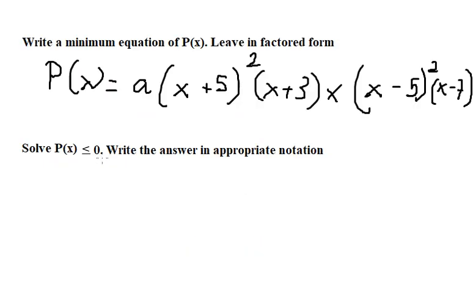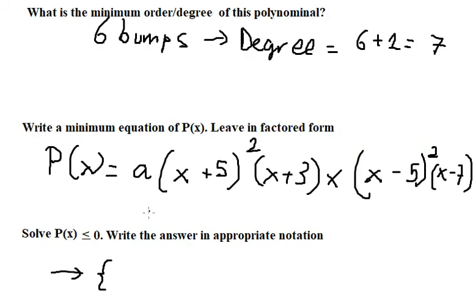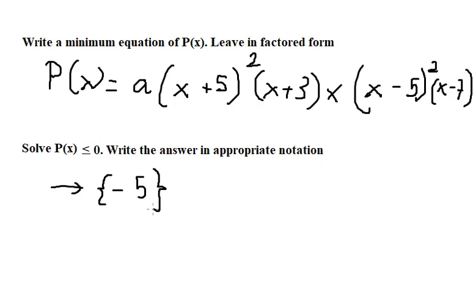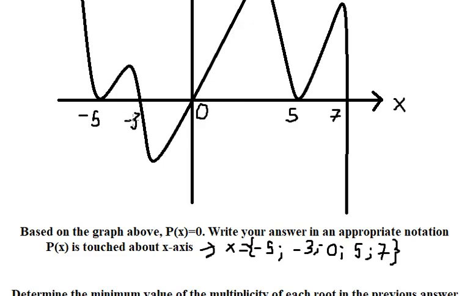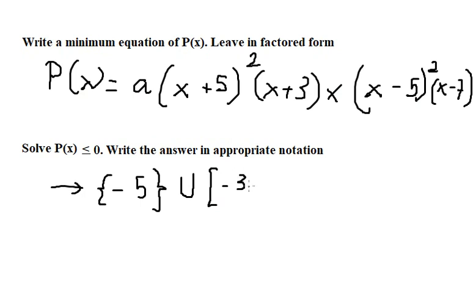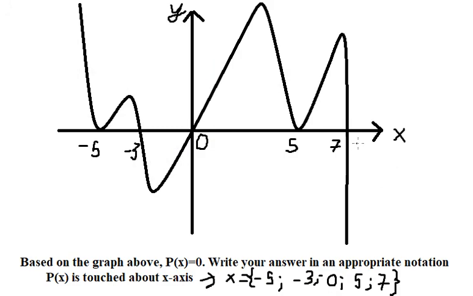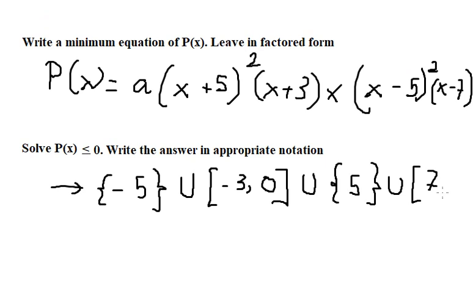So the answer for the question should be: we need to contain negative 5. This one is a union. So we have negative 3 and 0. This is square brackets. That means we include the values at x equal to negative 3 and x equal to 0. Union. We see that we have 5. So we put 5 in here. And the last one, union. We have 7 in here. And we have positive infinity. We use parentheses. And this is the answer for the question.